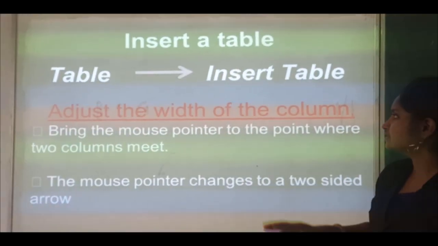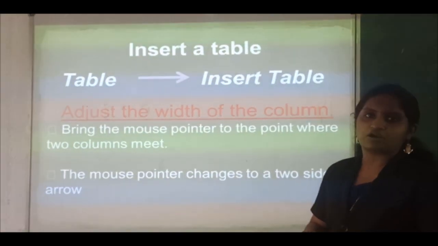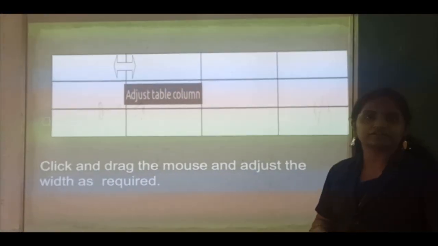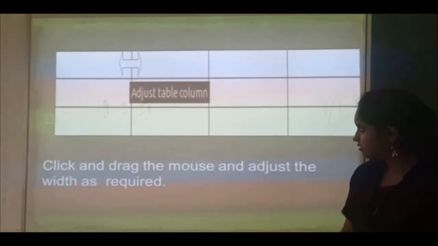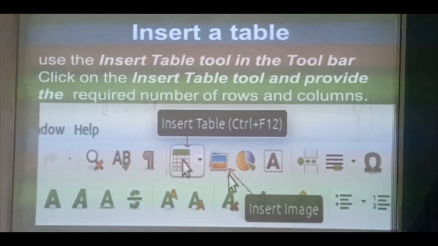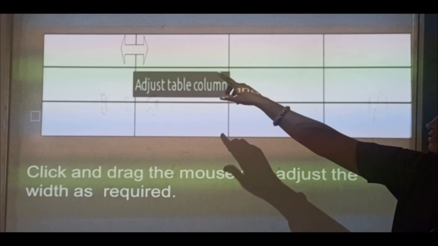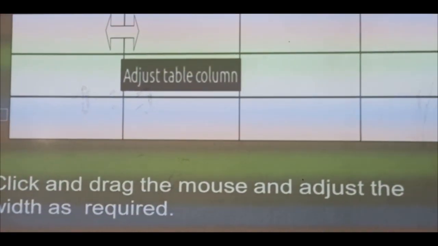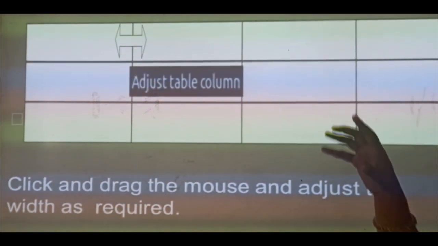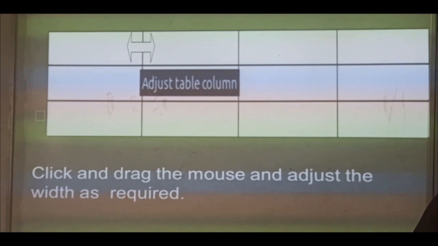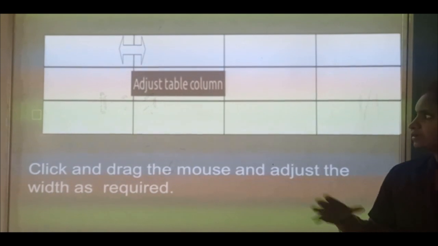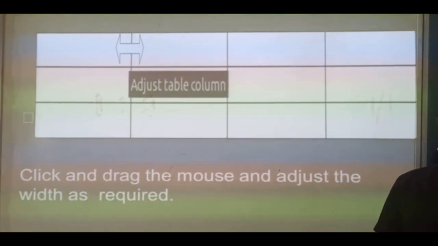Okay, students. And next is how we can adjust the width of a column. After inserting a table, how can we adjust the width of a column? So here, bring the mouse pointer to the point between 2 columns. Here you have the option. Like this you will get an icon. By clicking and dragging you can adjust the width of a column. And some contents will be lengthy according to the cell. So you can just drag it and place the content properly. Okay. So like this you can adjust the columns or rows.